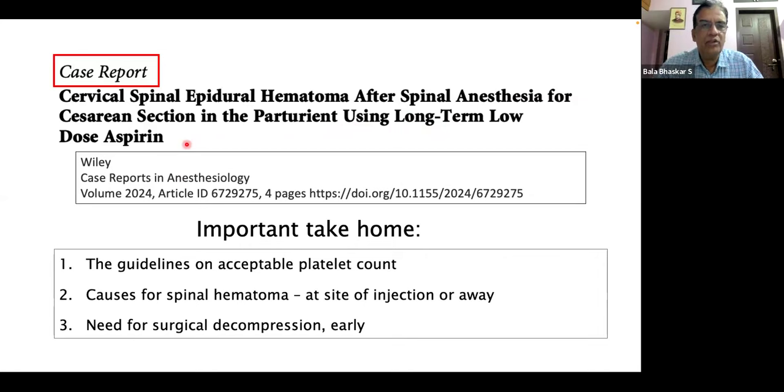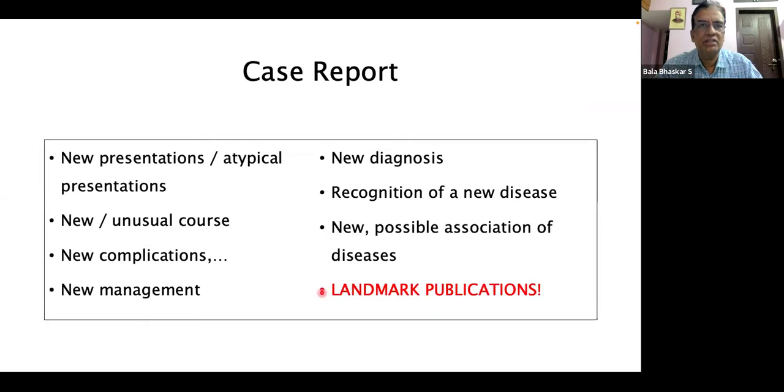This patient never had any problem in terms of platelet count. The case report also goes on to discuss the guidelines from ESRA and different bodies of regional anesthesia. It also discusses spinal hematoma at the site of injection or away. For example, this patient was given a lumbar spinal, but the hematoma was seen higher up. They also advise early surgical decompression. So this is the case report.